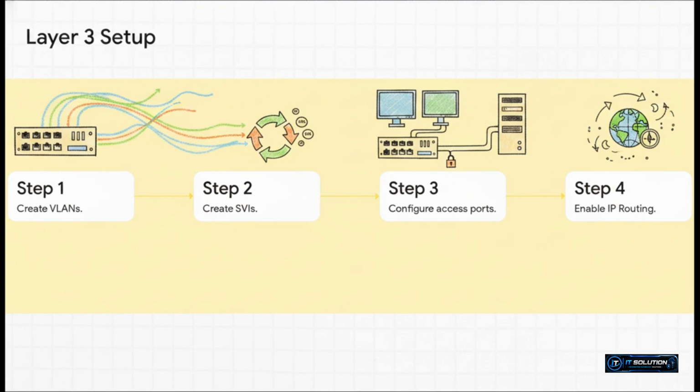Setting this up is wonderfully straightforward too. Let's walk through the 4 exact configuration steps you need. First up, you just create the VLANs in the switch's global configuration. Second, you create those SVIs by typing interface VLAN followed by your VLAN number, and you go ahead and assign it an IP address. Third, you configure your physical access ports and assign them to their correct VLANs. And finally, step 4, and this is a big one, you must enable IP routing.